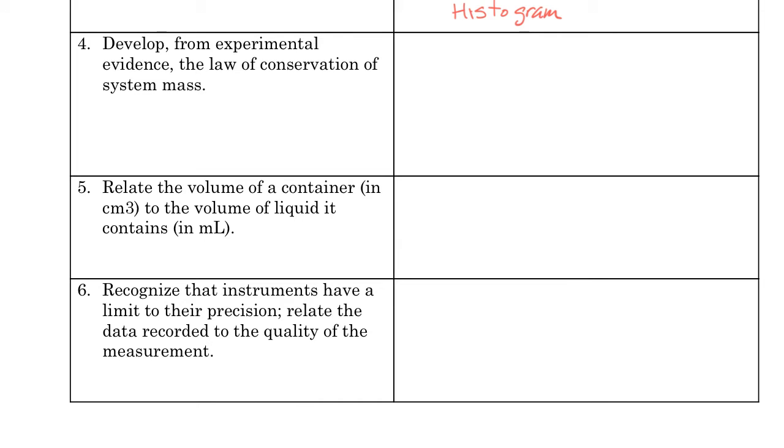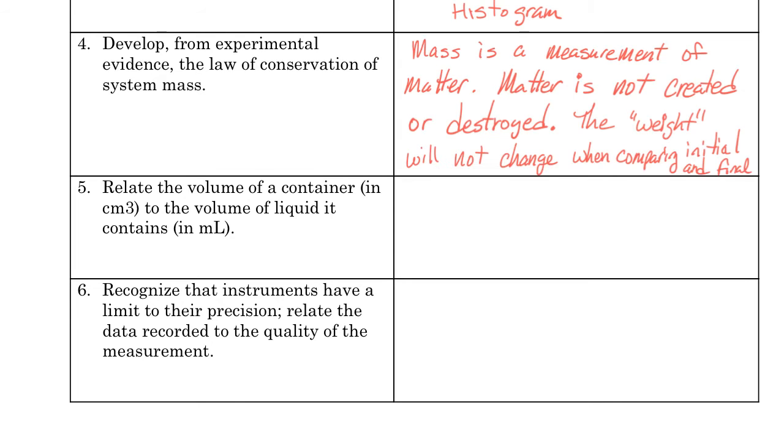Now, every single one of those experiments we did, we always were looking actually at the law of conservation of mass. Go ahead and take a second and write down, what is the law of conservation of mass? So mass is a measurement of matter, and we know that matter is not created or destroyed. When you're doing an experiment, the weight will not change when you're comparing the initial and the final. When you're looking at mass, you'll always have the same amount or the same weight of the reactants as you will the products, and we'll see that more clearly as we move through some chapters in the future.